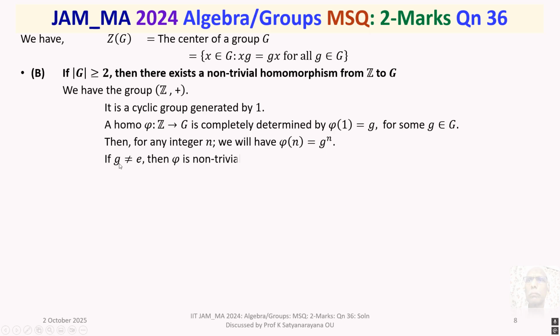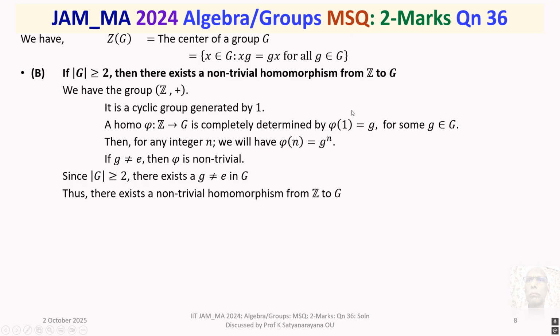Right. If g not equal to e, then phi is non-trivial. The order of G is greater than or equal to 2, so there exists a g not equal to e in G, one element which is a non-identity element. So with this g, phi of 1 is equal to g will be the homomorphism from Z to G.